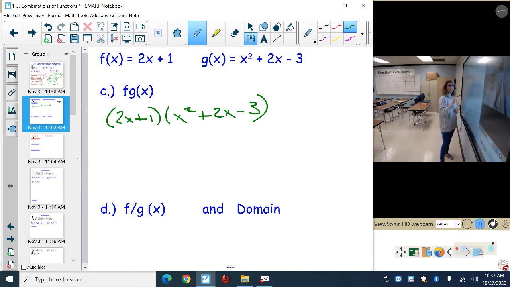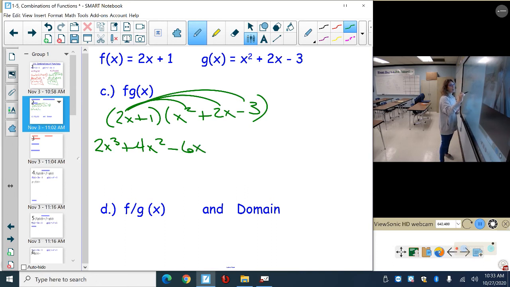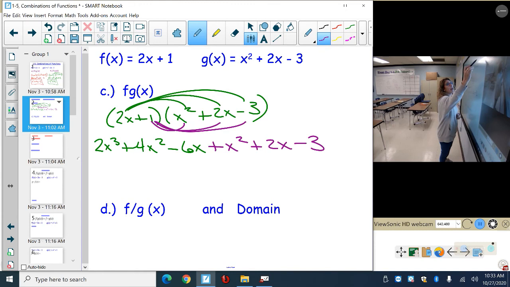So we're going to take and distribute the 2x to each term in there. So that's going to be a 2x cubed plus a 4x squared minus a 6x. Then I'm going to go ahead and distribute the 1 to give me an x squared plus a 2x minus a 3. And then from there, I'm going to go ahead and combine like terms.